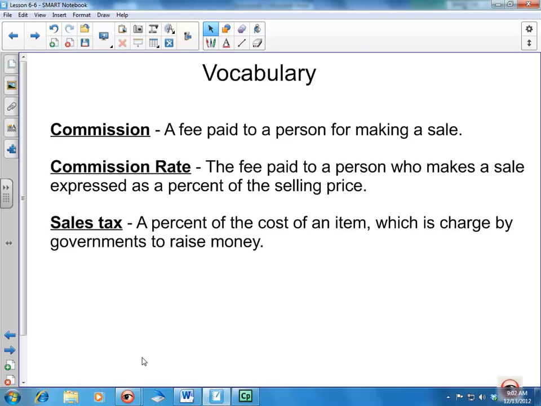Okay, our next one is sales tax. A sales tax is a percent of the cost of an item which is charged by governments to raise money. You guys know this. Whenever you go to the store and you buy a video game for $49.99, it always costs more than $49.99. Well, that's because they're charging you sales tax, which makes the price go up. But they use that tax to repair the roads and whatever else, to run the government. Yeah, buy us school IDs.